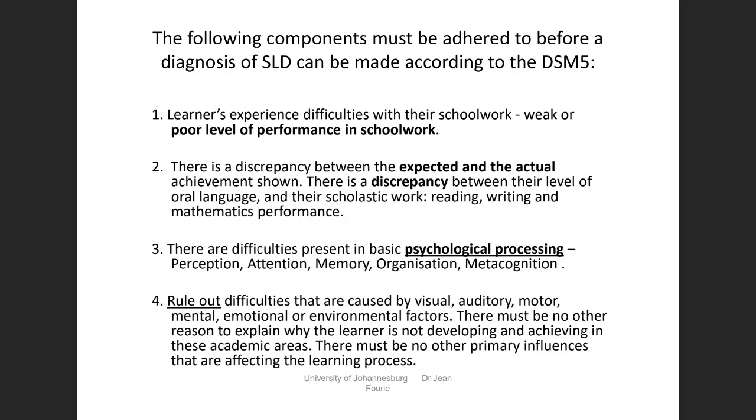It is unexpected. We do not expect this child to be having difficulties when they get to school to learn to do the things that other children learn to do easily, such as learning to read, to decode the text on the page, and to write, and to do mathematics. So there is this discrepancy between what we are expecting and the actual achievement that the child starts to exhibit and to show in school.